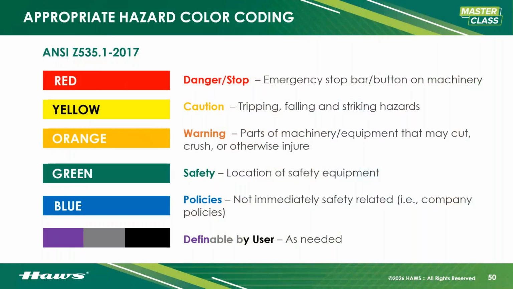Alrighty, and then another part of the ANSI standard, this one is ANSI Z358.1-2017, and this goes over appropriate hazard color coding. Red will signal danger or stop, yellow is any caution, orange is warning, green is the universal color of safety, which is one of the Haws colors, so you guys are in luck. We are in compliance there. And then anything blue will be policies, and any other color can be chosen however your heart desires.